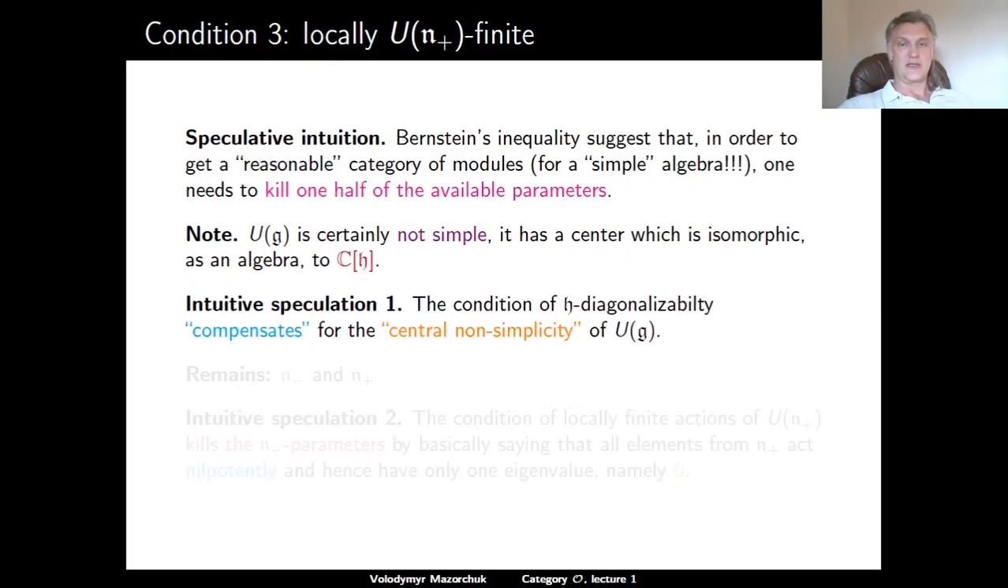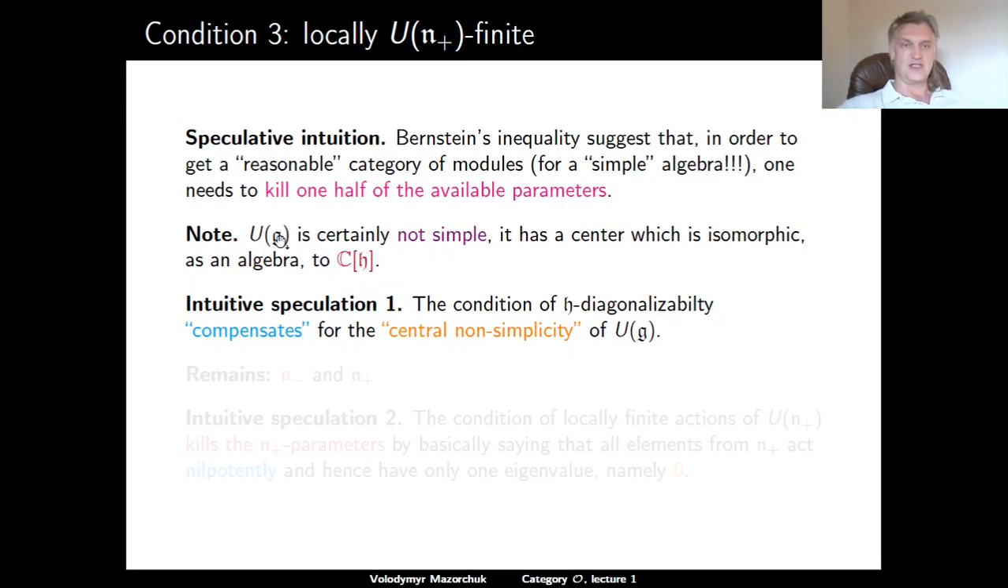Here, one can speculate that the condition of h-diagonalizability, the second condition in the definition of category O, compensates for the non-simplicity of UG with respect to the center. Simple modules should have central character, so the condition of h-diagonalizability somehow guarantees that category O will contain simple modules, which automatically will have central character, and thus takes out the parameters which correspond to the Cartan subalgebra.